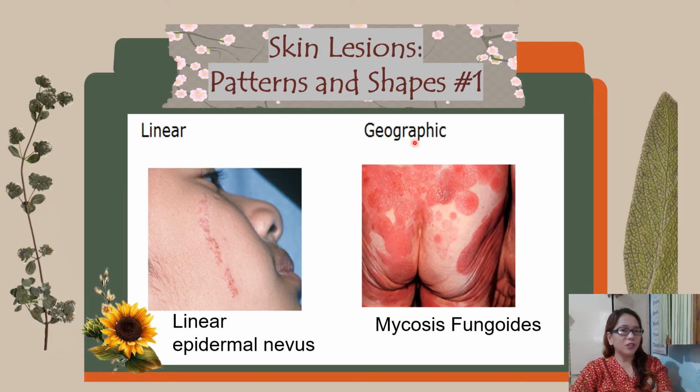So let us now move on to the patterns and shapes. May mga patterns and shapes yung skin lesions. For example, here, the linear lesions that appear in a straight line. Nakikita natin itong linear lesion sa nakikita nyo sa picture. This is an example of epidermal nevus. And another is the geographic, parang mapa ba? Wherein the areas of one color, may white, may red, with variably scalloped borders that interface, patong-patong sila with one another. So this picture is an example of mycosis fungoides.